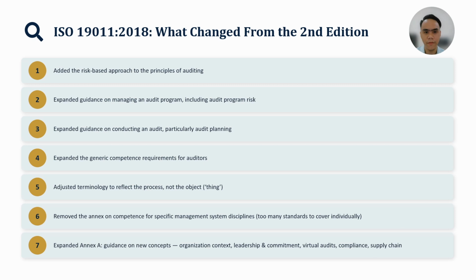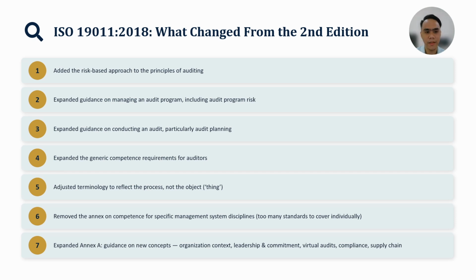Five is the adjustment of the terminology to reflect the process, not just the object or thing. A subtle but meaningful shift in emphasis toward auditing how something is done, not just auditing a static object. Six is the removal of the annex containing the competence requirements for auditing specific management system disciplines. The reasoning given is practical: due to the large number of individual management systems now in existence, it would not be practical to include competence requirements for every single discipline.